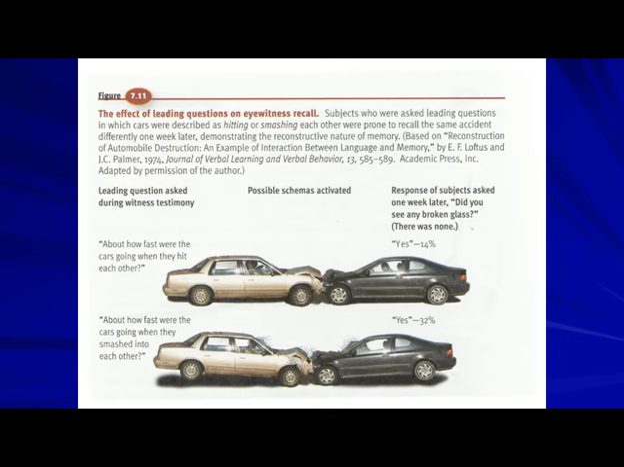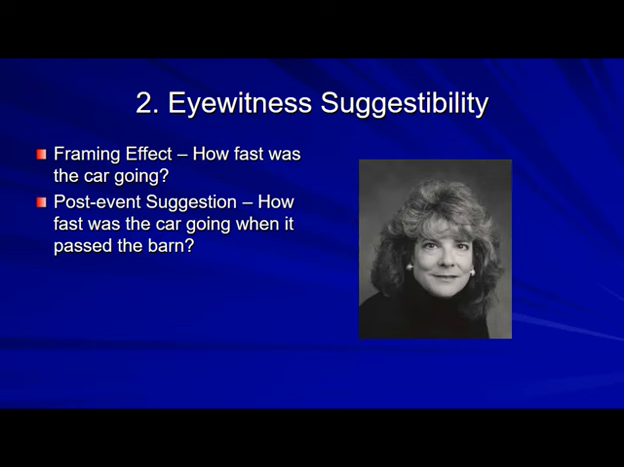So what's happening here is this post-event suggestion, this question about how fast the cars were going, alters memory for the event. And so we actually get a change in the way we view an event based on that post-event suggestion.